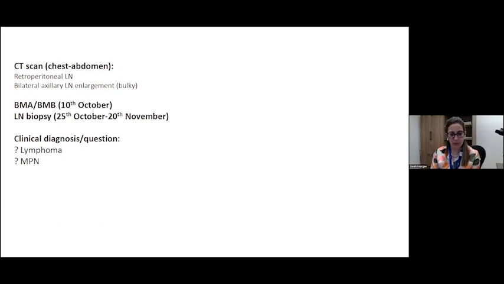So I got 3 specimens for this patient. Initially, I got the bone marrow aspirate in early October and bone marrow biopsy, and then I received a lymph node biopsy later in October. The clinicians were quite confused with the manifestations, the labs, and the CBC, and so the clinical question to me was to exclude lymphoma or a myeloproliferative neoplasm. For the sake of time, the bone marrow aspirate did not have a lot of findings. I'll discuss them later, but I'll dig into the lymph node pathology.